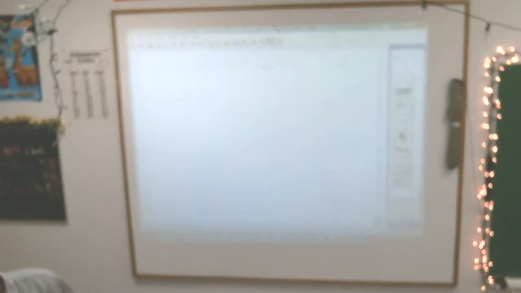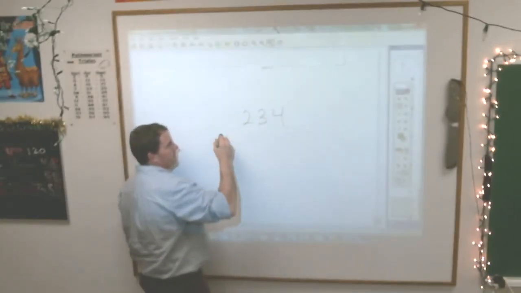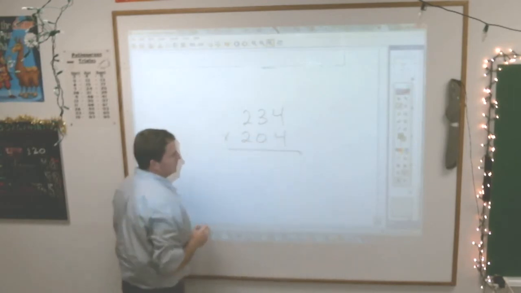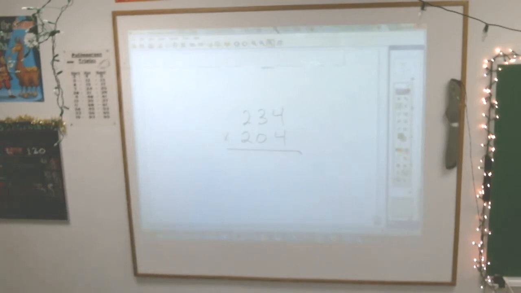There's nothing quite as much fun as triple digit multiplication, is there? 234 times 204. 234 times 204. Do that one for me and see what you get. You can use whatever way you really feel like.